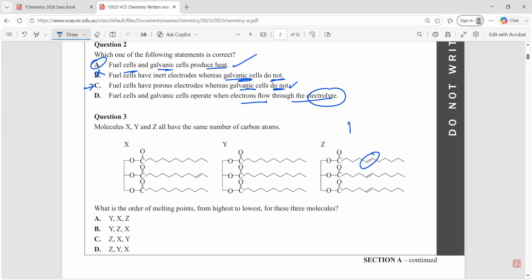So, in a simple way, the more carbon to carbon double bonds we have, the lower the melting point would be. Y has no double bonds and therefore is a saturated molecule and therefore would have the highest intermolecular forces. X only has one double bond. Z has three, so it'd be YXZ, which is A. Cool.